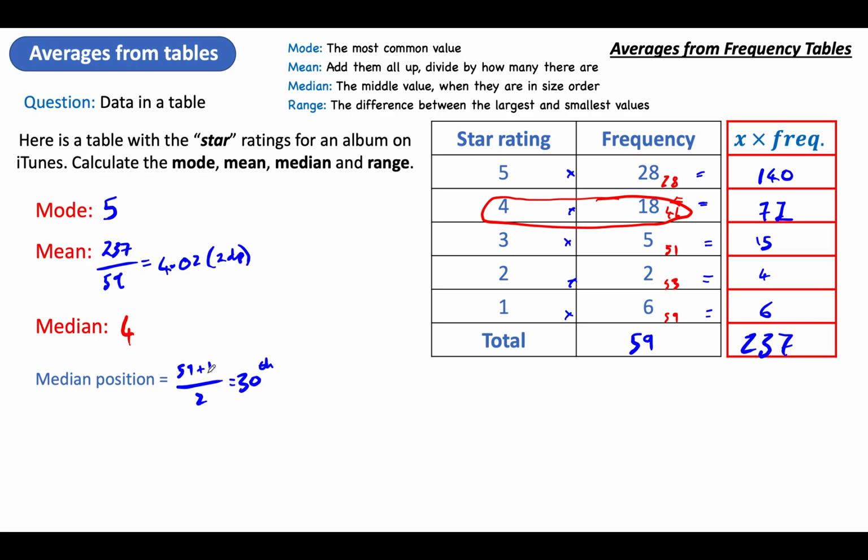So we've done the median. I found the position. I found which row that was in. And then the range, the difference between the biggest and smallest. Well, the biggest category is 5. Take away the smallest of 1, which is 4 stars. It's still a 4-star difference there.